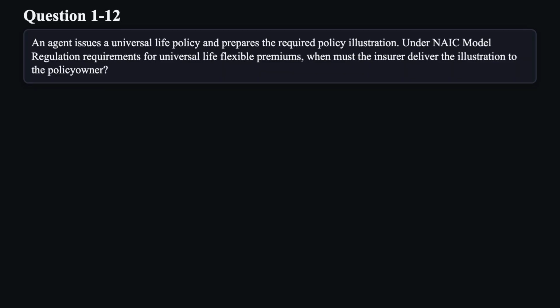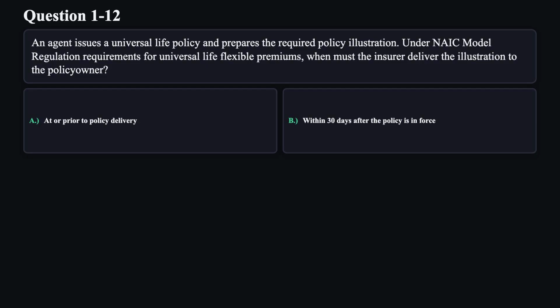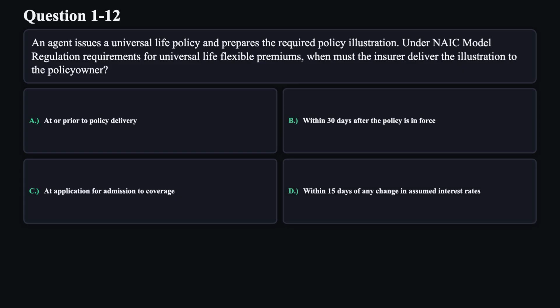Question 12. An agent issues a universal life policy and prepares the required policy illustration. Under NAIC model regulation requirements for universal life flexible premiums, when must the insurer deliver the illustration to the policy owner? A. At or prior to policy delivery. B. Within 30 days after the policy is in force. C. At application for admission to coverage. D. Within 15 days of any change in assumed interest rates.